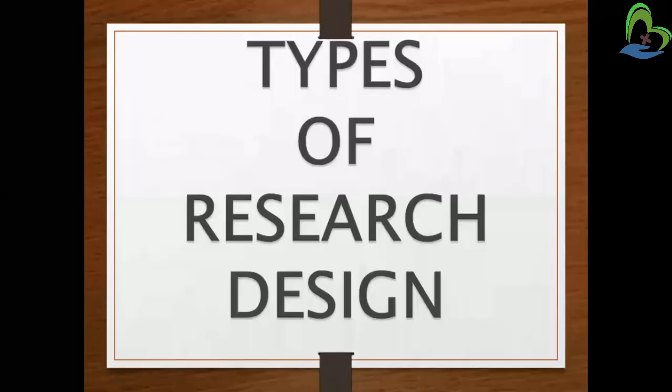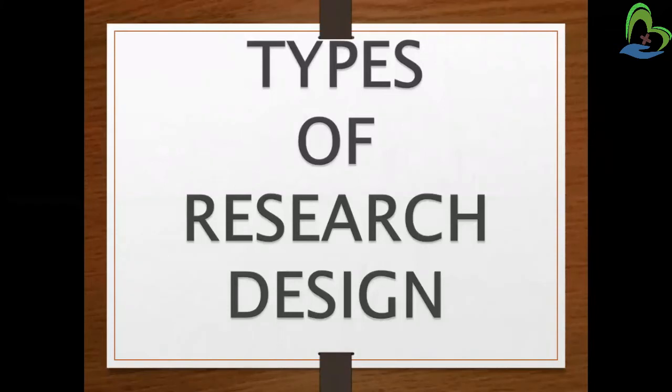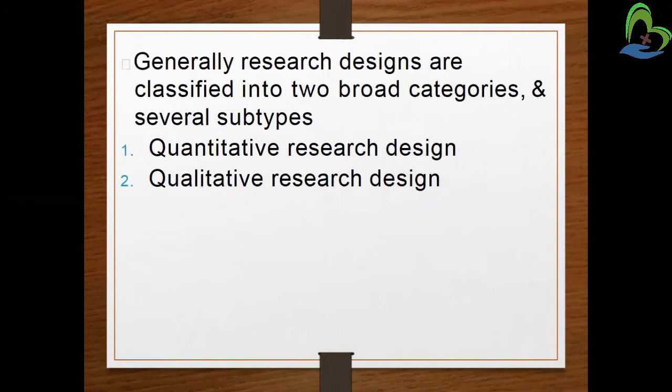Let's see the types of research design. As we have studied earlier, what is research design? It is a master plan or a blueprint of the whole research, which will help us lead the pathway forward, and we will go ahead with the research on a correct track. But generally, research designs are classified into very broad categories, that is quantitative and qualitative research design.